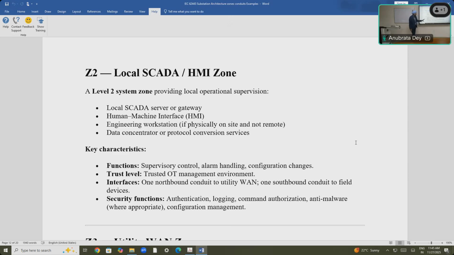And what are the key characteristics? It's supervisory control or alarm handling, okay? It's again a trusted OT management environment, right? And the interface is only a northbound conduit to the utility WAN, and there is one southbound. So it's in the middle: going north you go to the utility WAN, and going south you go to your devices. The security functions you will include there are authentication, logging, anti-malware, and so on. All this configuration management, you have to include in Zone 2.